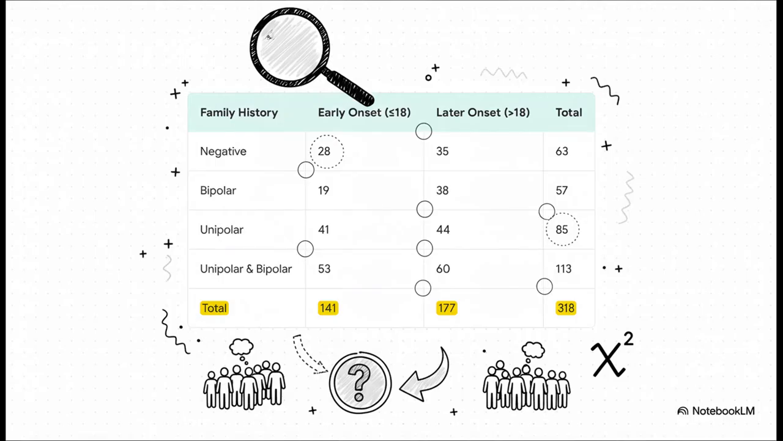So this table, this is what we call the observed counts. It's the raw data. Let's take a closer look. See, of the 63 people with no family history, 28 of them had an early onset. Now compare that to the group with a family history of both unipolar and bipolar disorders. In that group, 53 out of 113 had an early onset. The proportions, they seem different, right? But are they different enough to be meaningful, or could this just be random chance at play?